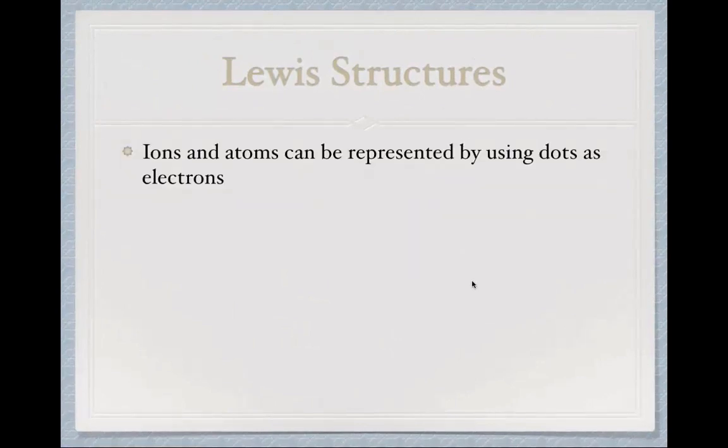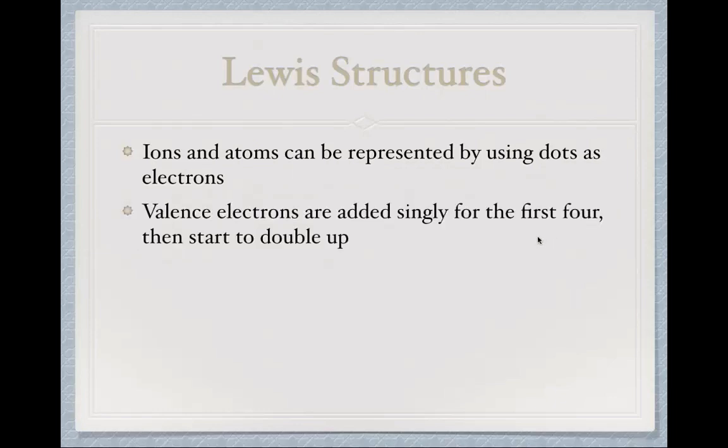Let's take a look at Lewis structures. This is one of the ways that we can represent ions and atoms using just dots as electrons. And so what we do is we count up the number of valence electrons for an individual ion or atom, and we add the valence electrons singly for the first four. So we kind of put them at the 12, 3, 6, and 9 o'clock positions around a chemical symbol. And then if we have more electrons to add after those first four, then we can start to double up.